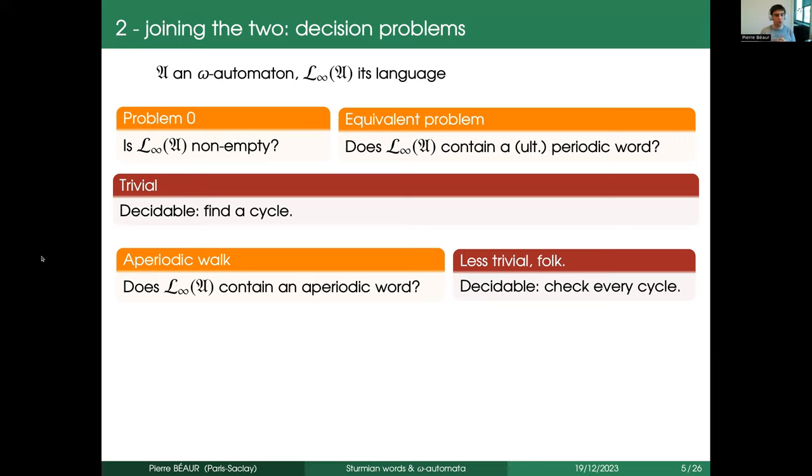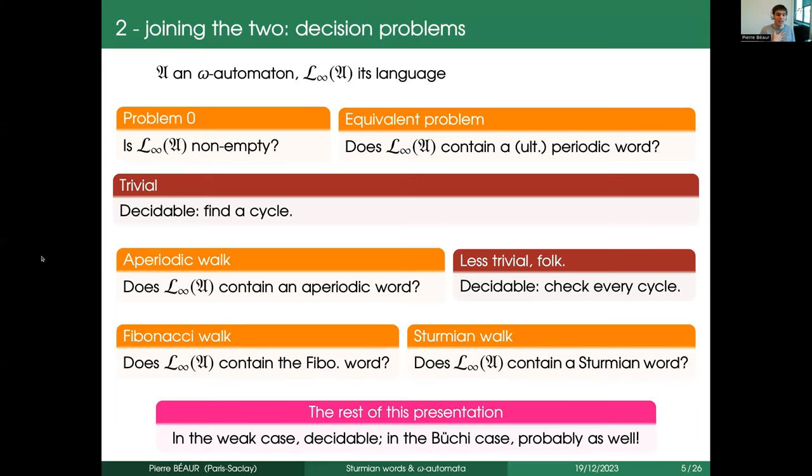It's decidable. You just have to check your cycles, and you have to check that there are at least two cycles which don't share a primitive root. So given an omega automaton, I can decide whether it accepts an aperiodic word. But up to now, I have not specified which kind of aperiodic word. And since I have favorite aperiodic words, the next question is obviously, given an omega automaton, does it accept the Fibonacci word, or does it accept at least one Sturmian word?